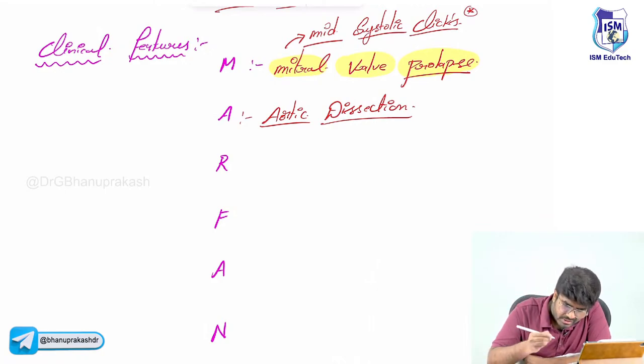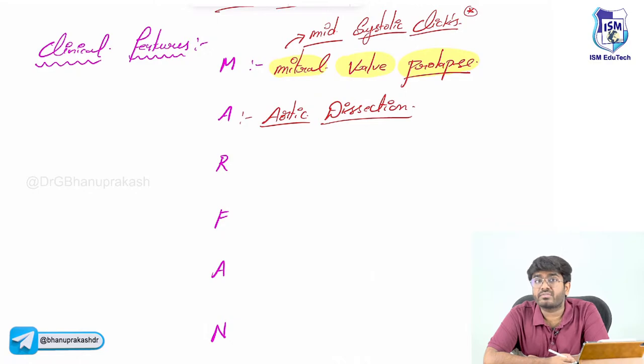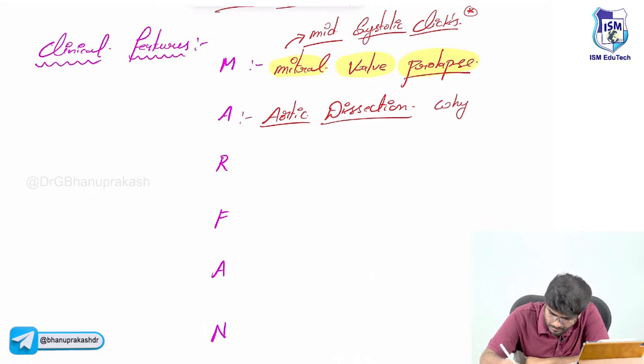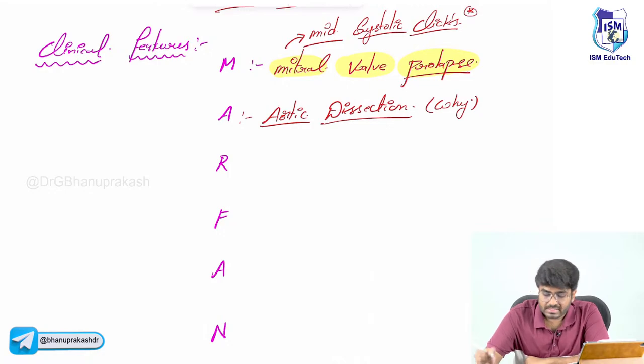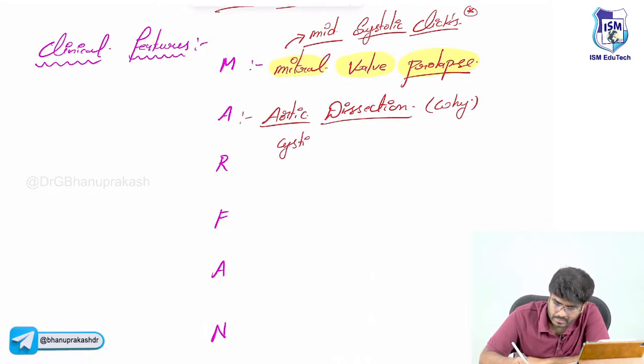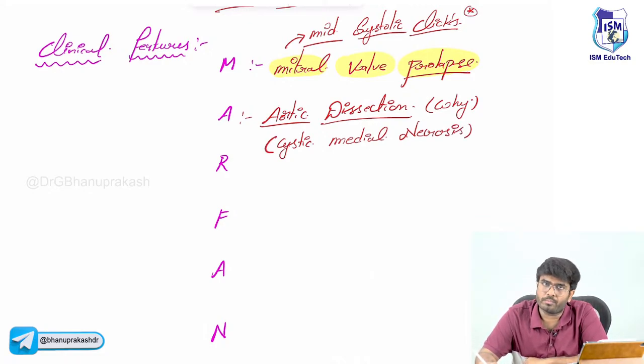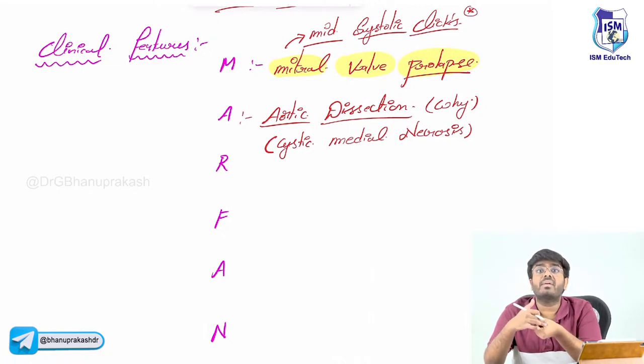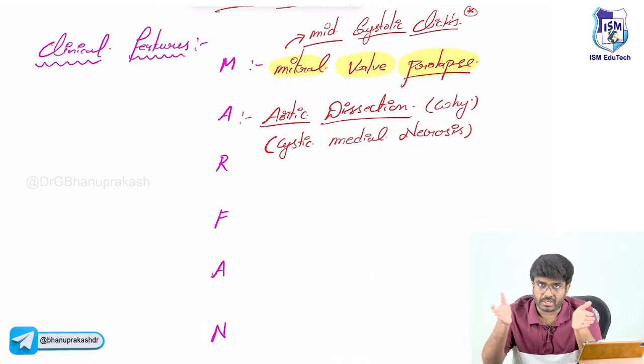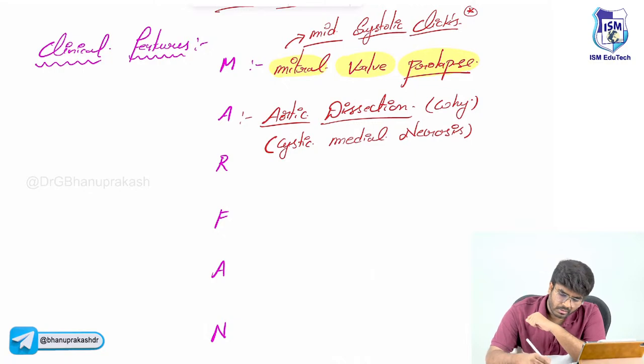So aortic dissection, the thing which can be asked in your exams is why? Why aortic dissection? Because of cystic medial necrosis. So cystic medial necrosis is seen in Marfan syndrome. The media of the blood vessels is undergoing necrosis. Cystic medial degeneration is seen in Marfan syndrome that can lead to aortic dissection.